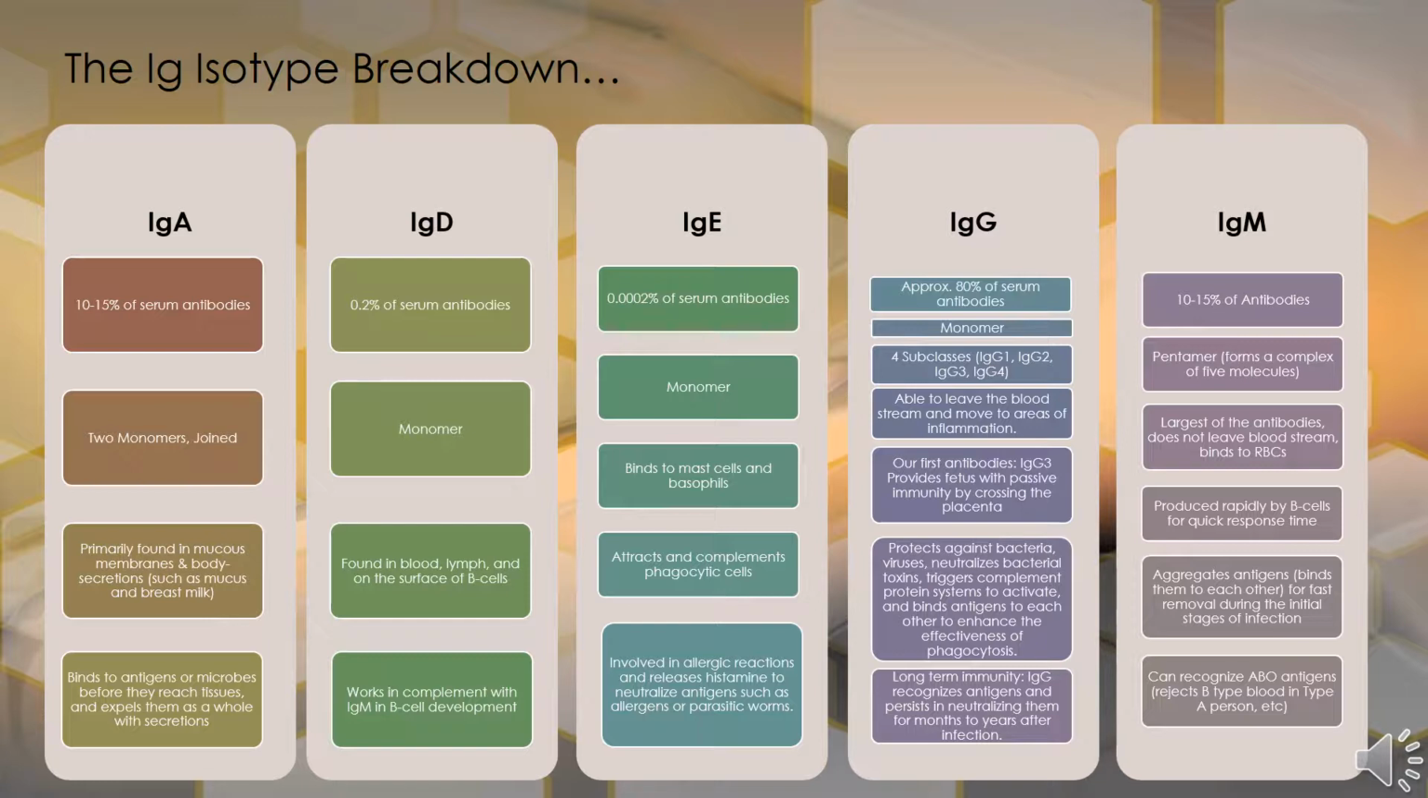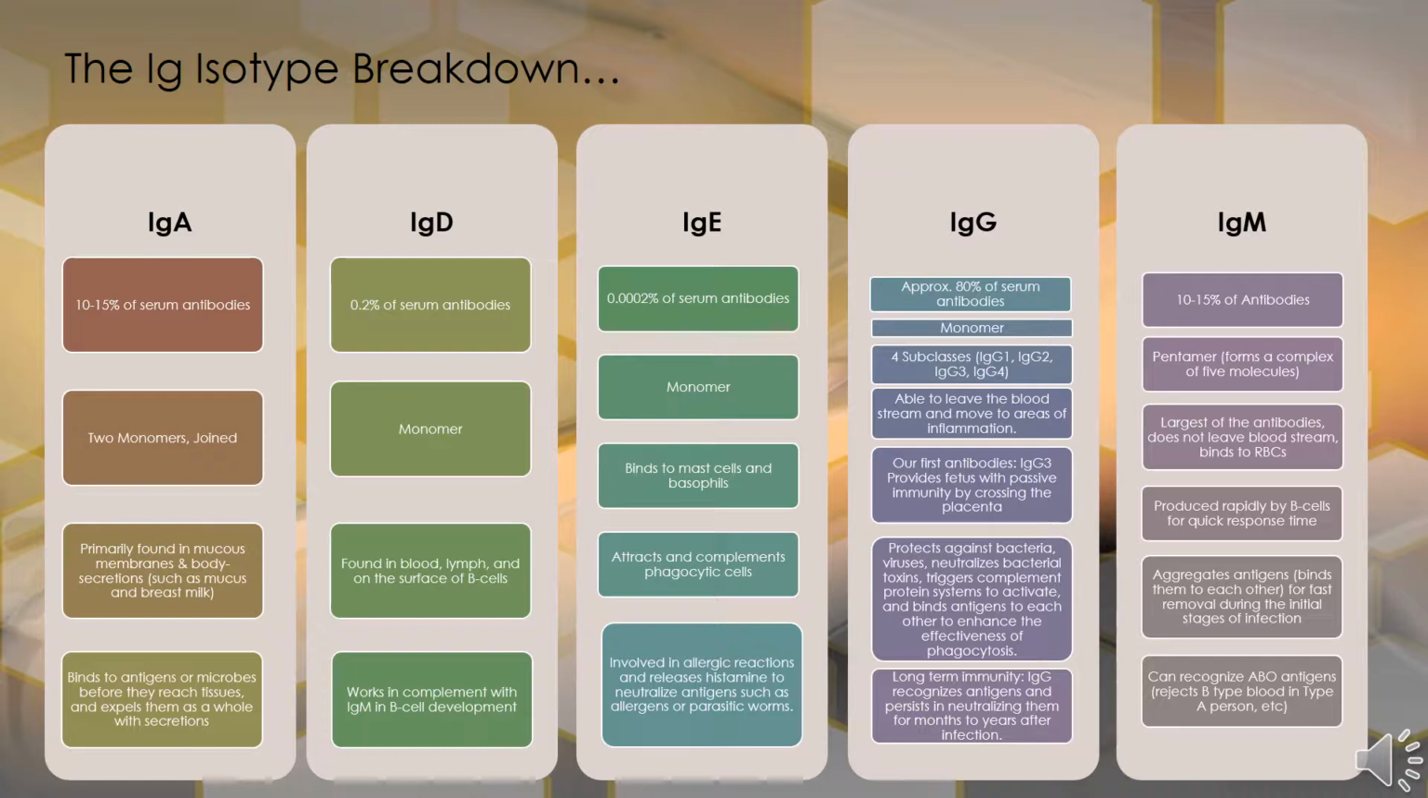IgD makes up 0.2% of serum antibodies. It is also a monomer, and it's found in blood, lymph, and on the surface of B cells. It works in complement with IgM in B cell development. Researchers don't know much about IgD beyond that, but it is still under review.